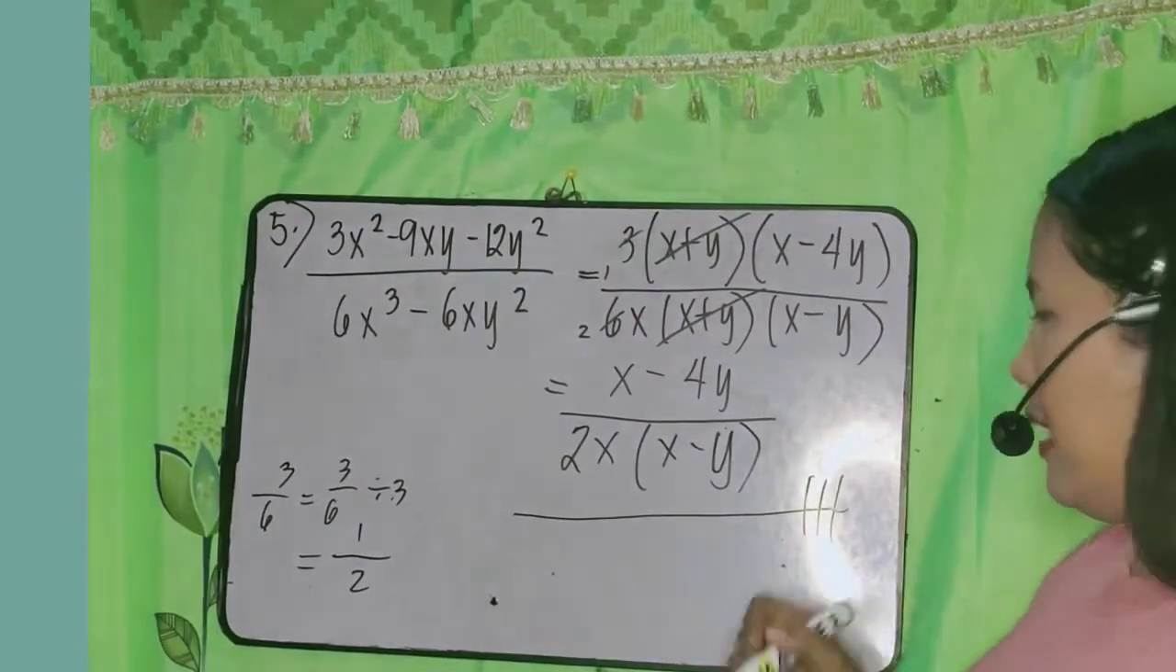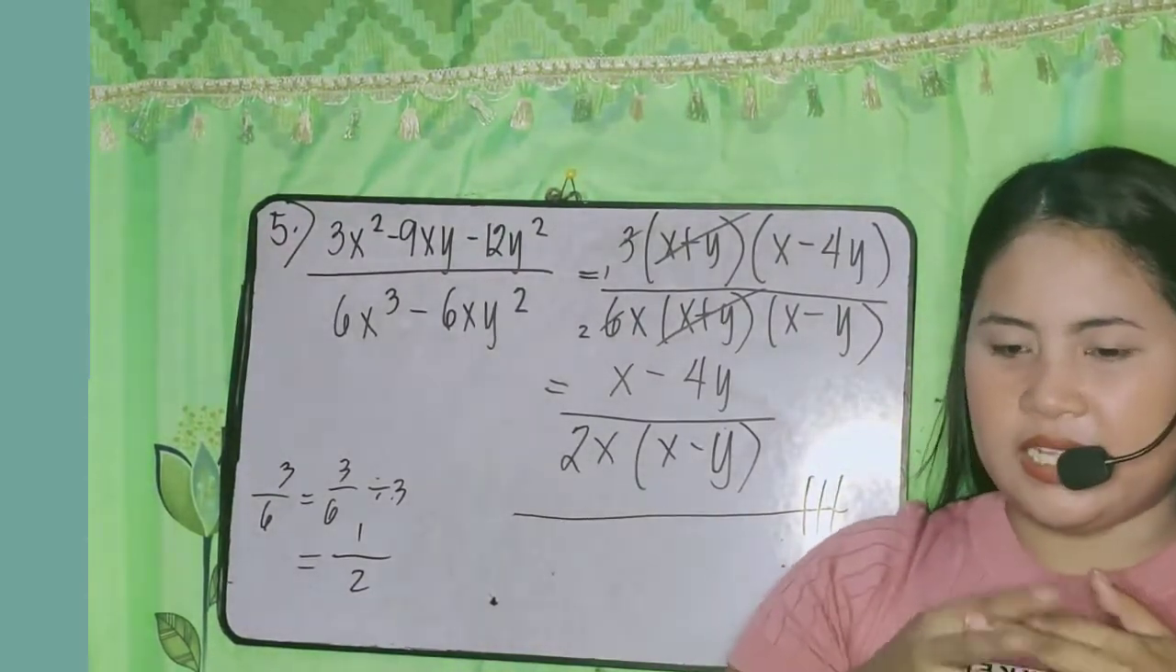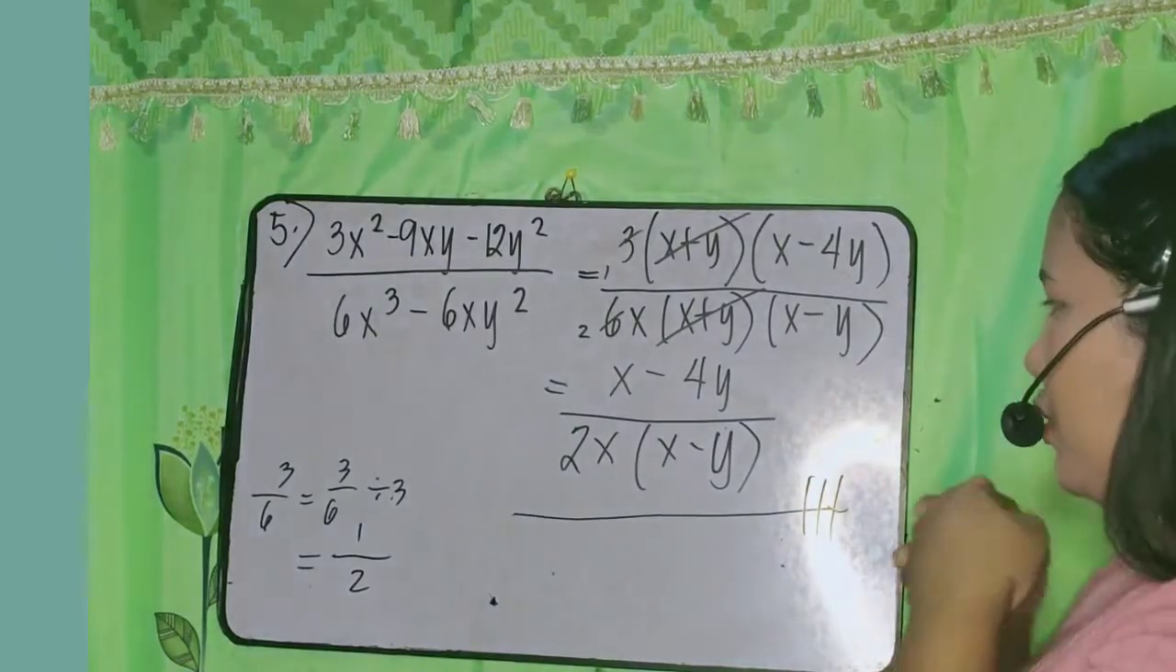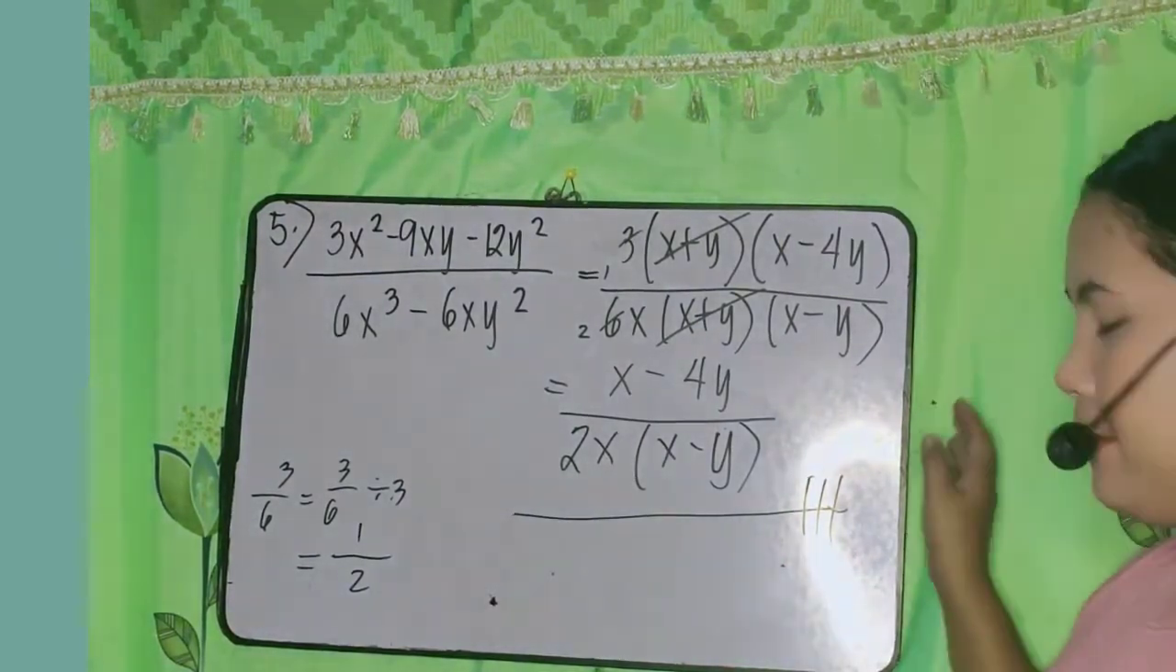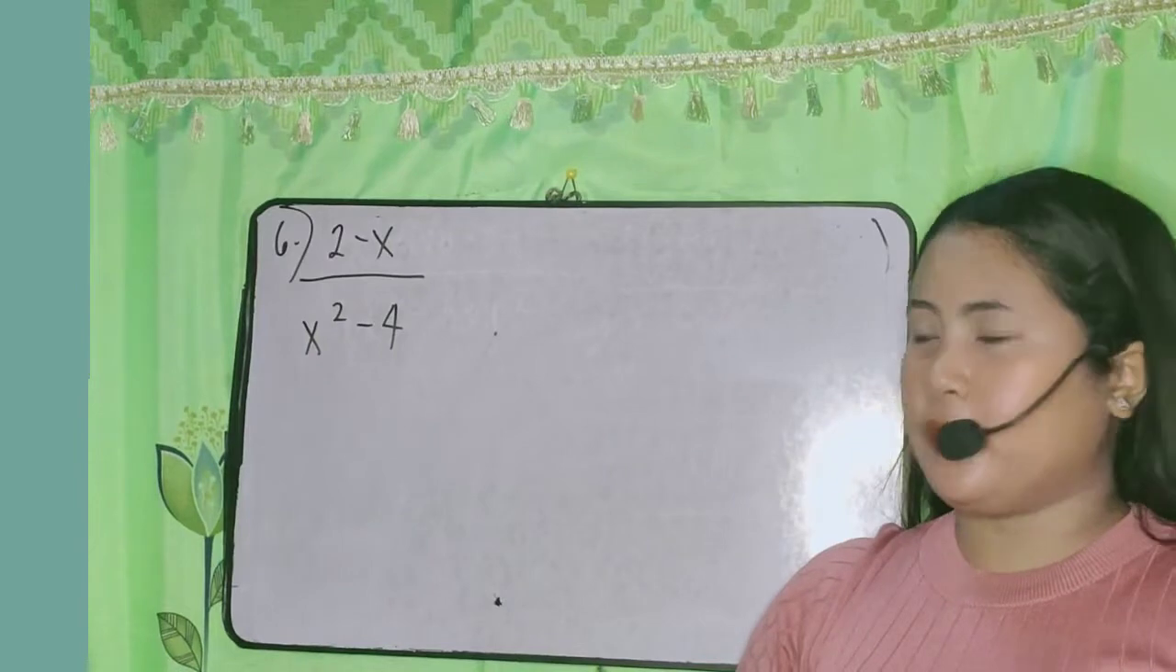So, ayan. Medyo mahaba-haba po, lalo na yung pagkuha natin ng try and error. So, kailangan natin siyang i-double check kung tama ba yung nakuha natin. Okay? Okay, so let's proceed to our number 6 example.